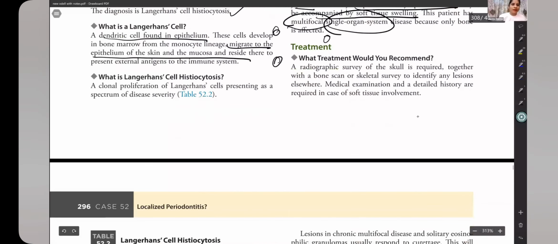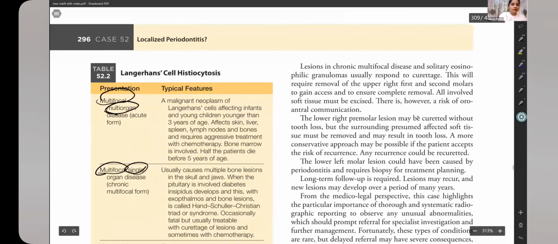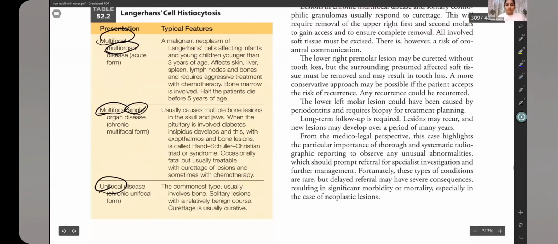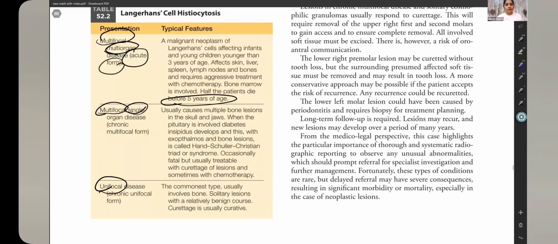Right? So the types are multifocal and multi-organ, then multifocal and single organ. Another is unifocal, so only one solitary lesion. This is the acute form, the fulminating type, and it's mostly fatal before the age of 5. It affects multiple organs, it can affect skin, liver, lymph nodes, bones, spleen, and usually requires aggressive treatment with chemotherapy. It is a malignant neoplasm of Langerhans cells.